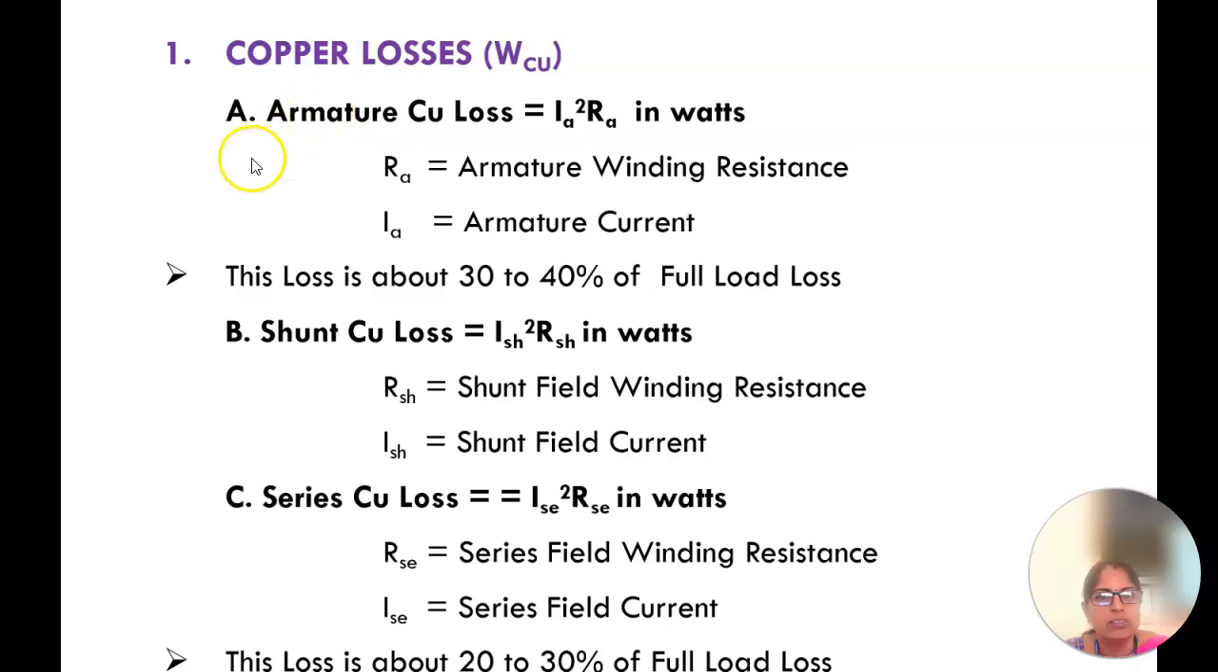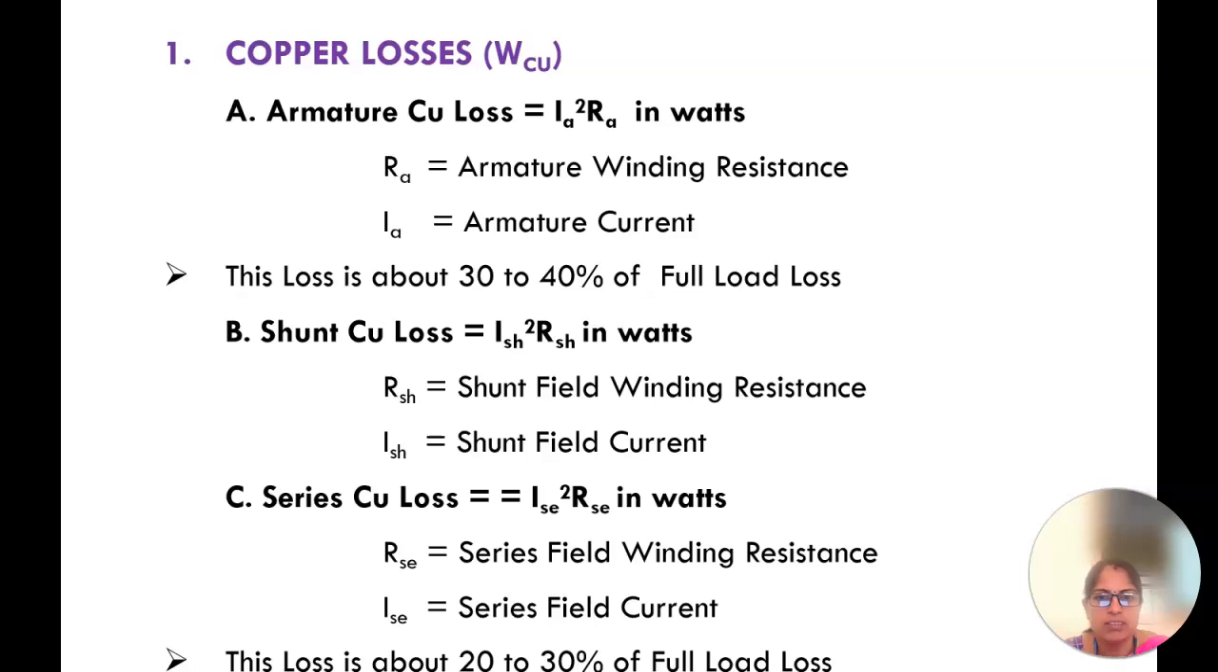First, the copper loss. Armature copper loss is given by Ia square Ra, that is Ra armature winding resistance and Ia armature current. So due to the current flowing in the armature, there will be a loss called I square R loss. This loss is about 30 to 40% of full load losses.